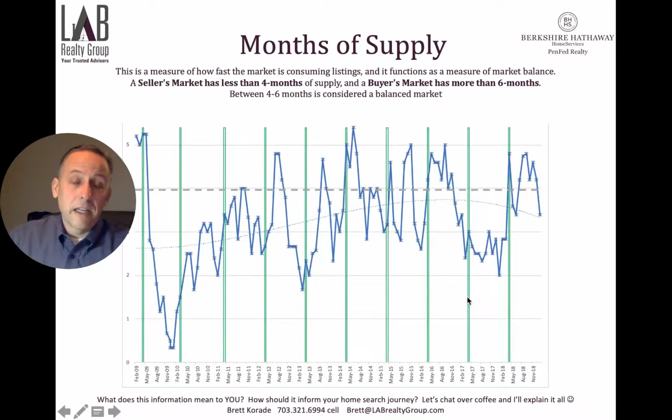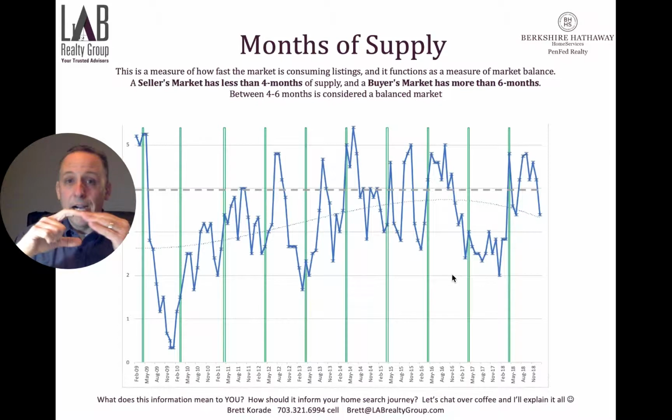Now, let's take a look at months of supply. This is looking at it through the other side of the lens. This is if no other listings came on the market as of today, how long would it take to burn through the current listings on the market? So in effect, 4 to 6 months of supply is considered a balanced market. A buyer's market has more than 6 months, and a seller's market has less than 6 months.